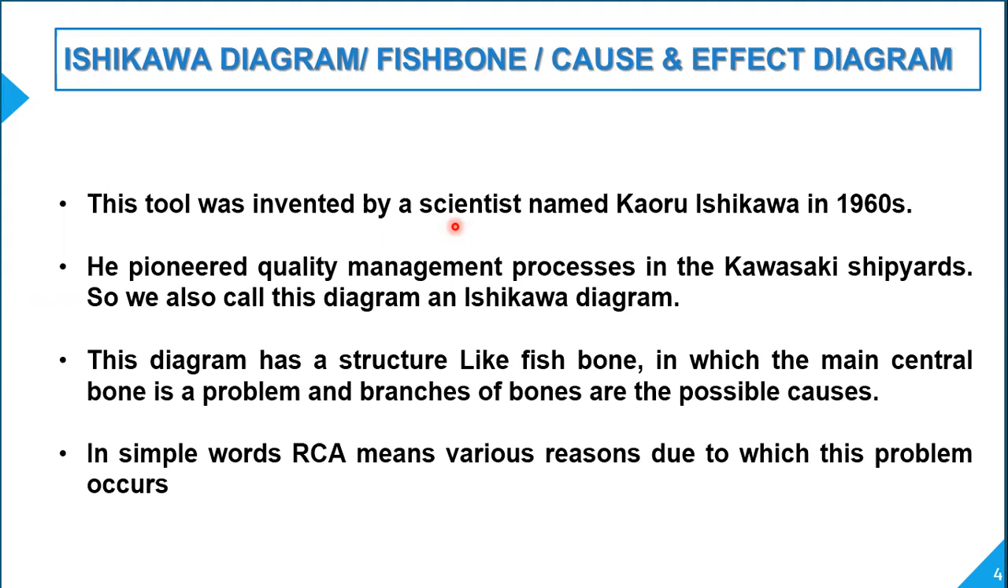This diagram has a structure like a fishbone, in which the main central bone is the problem and the branches of bones are possible causes. In simple words, RCA, that is root cause analysis, means the various reasons due to which this problem occurs. We try to collate those causes. That's what RCA is all about. Let's go to the next step.